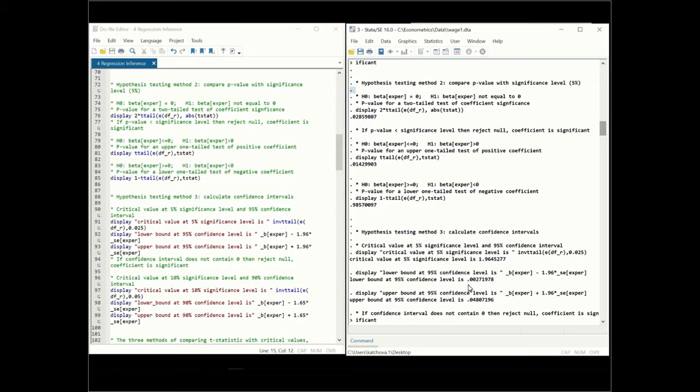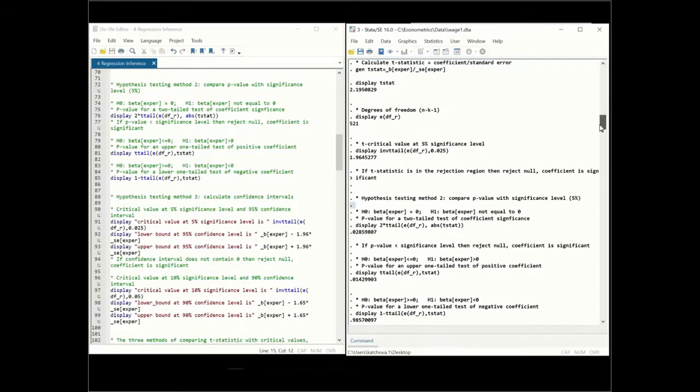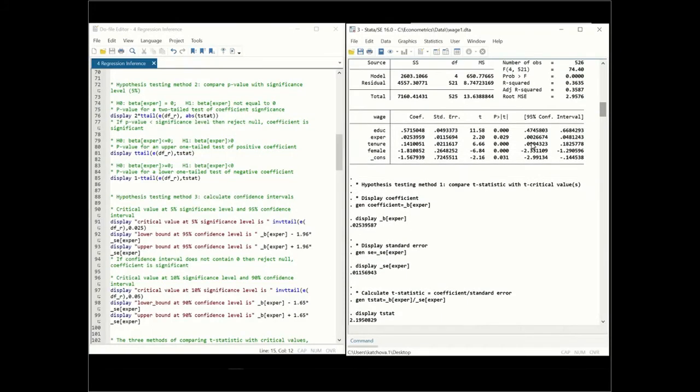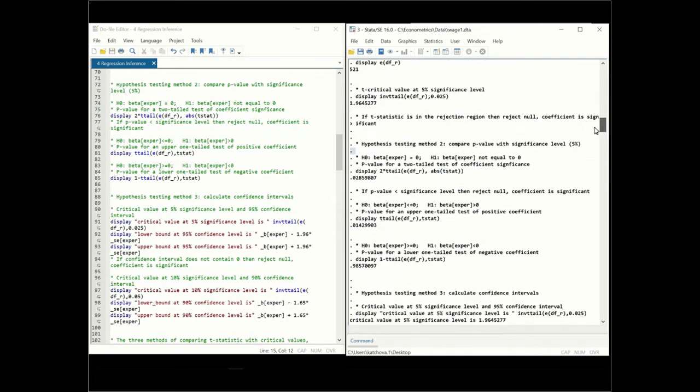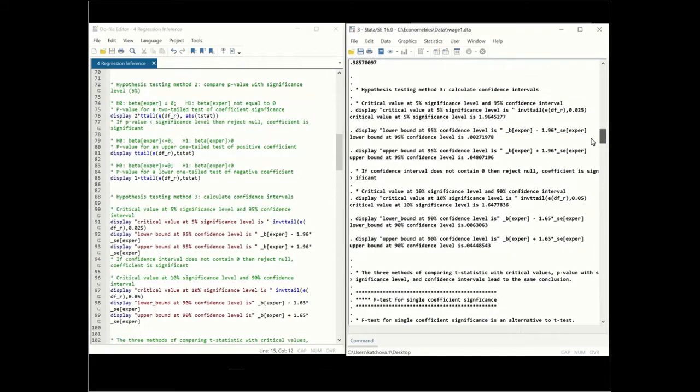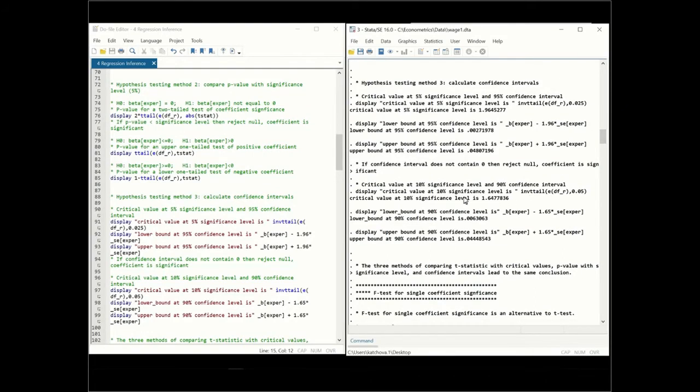Here we see that the interval is from 0.027 to 0.480 as the upper bound. We notice that these two numbers are actually the confidence interval that was provided to us in the regression output. These are exactly the numbers listed here; we generated them by calculating them. So if the confidence interval does not contain 0, then reject the null and the coefficient is significant.